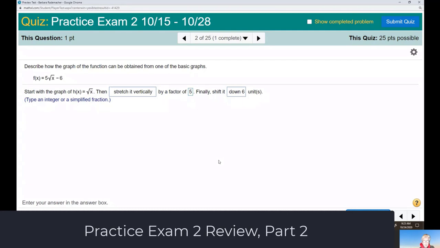Okay. Oh, and we don't have to look at a graph. How nice. I have a question. Yes. When do you know when you have to stretch it vertically or horizontally?